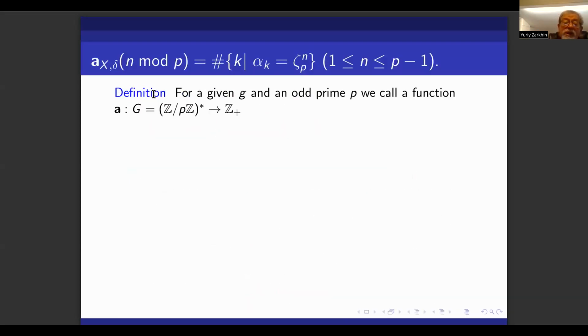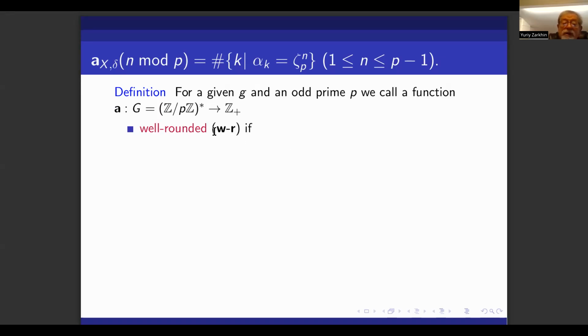Now some technical definitions. For a given G and odd prime p, we call a function A from G to Z_+ well-rounded if the sum of the values of A at h and -h is equal to g divided by (p-1) for each h in G, which certainly implies that the sum of all the values of our function A is g, if we do summation across h.